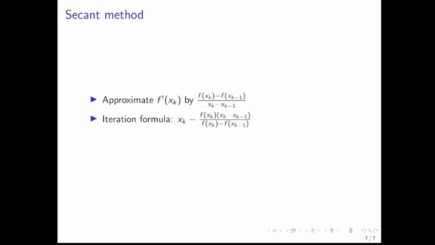So we should pay attention that the convergence rate for the secant method is not quadratic. The convergence rate is somehow strange. It is (square root of 5 plus 1) over 2.